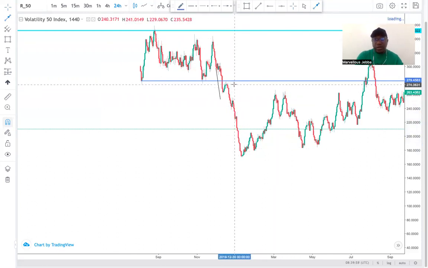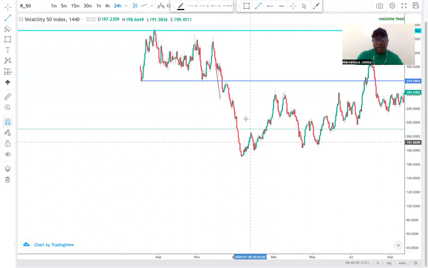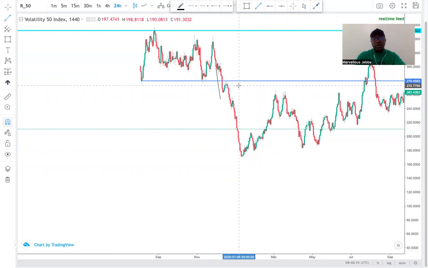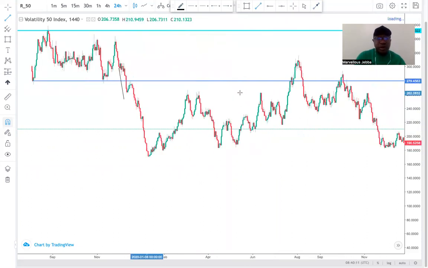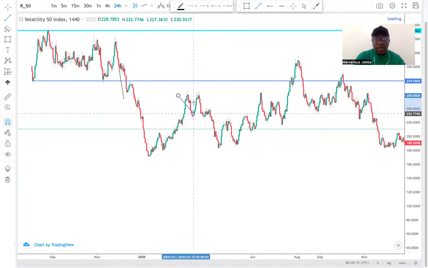I don't know why my lines are jumping out. They're just jumping out. I don't know why. Let's just leave that. Maybe I've zoomed in too much on the chart.